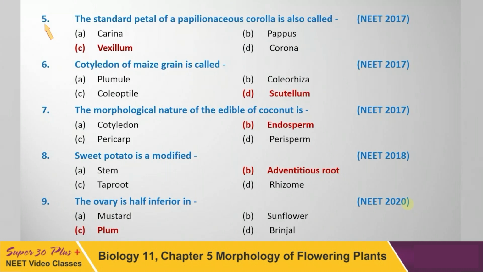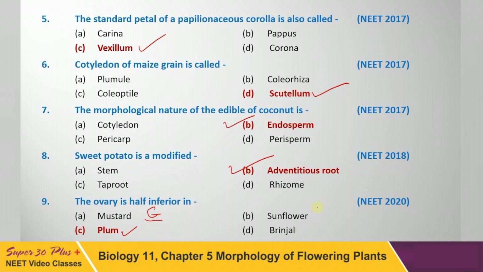A few more questions you can see. The standard petal of Papilionaceae family is known as vexillum. Cotyledon of maize, a direct question, is known as scutellum. Morphological nature of the edible coconut, I told you, is endosperm. Sweet potato is a modified adventitious root, and the ovary is half inferior in plum. Here the ovary is superior.